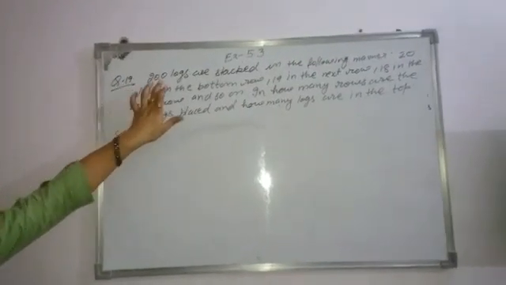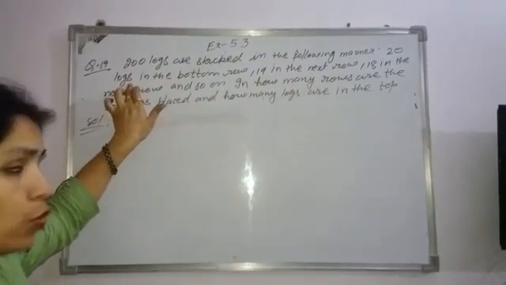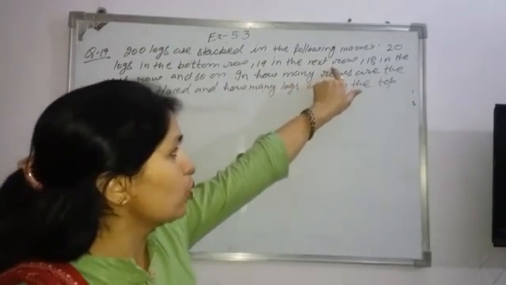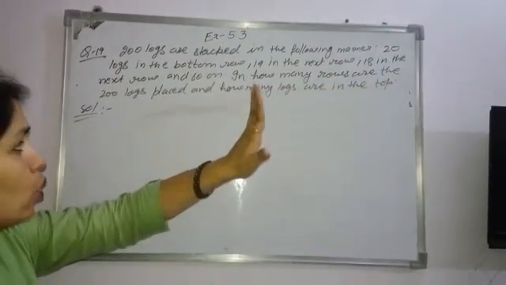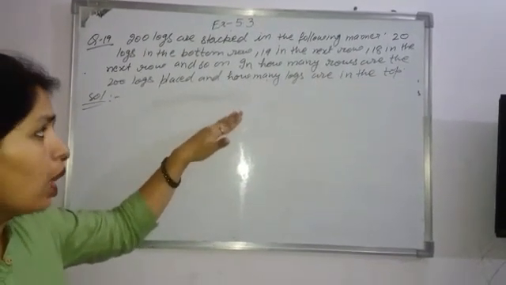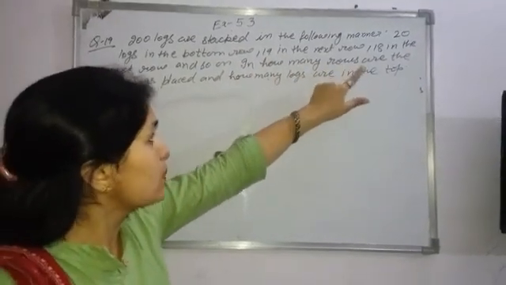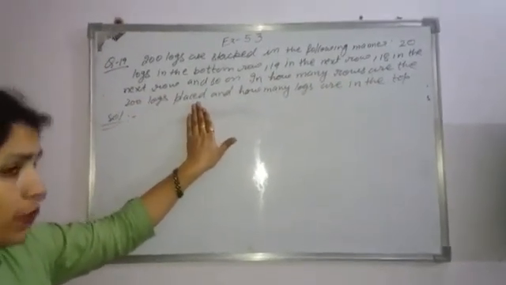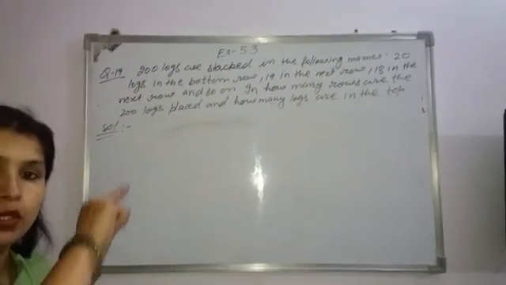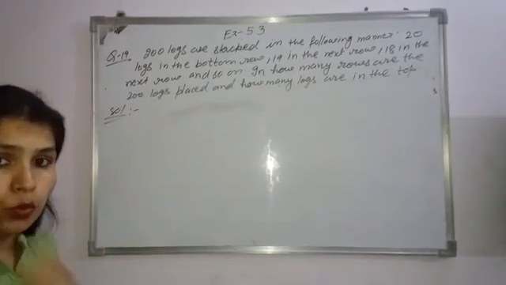Question number 19. 200 logs are stacked in the following manner: 20 logs in the bottom row, 19 logs in the next row, 18 in the next row, and so on. This process is going on, and when it stops, the 200 logs are finished. In how many rows are the 200 logs placed, and how many logs are in the top row? The total number of logs is 200.